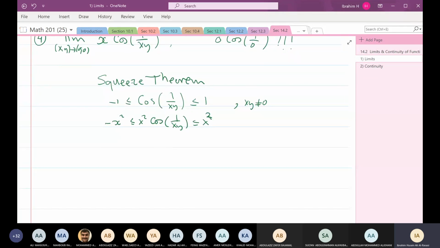Now I find the limit of the squeezers. So this is the limit of this one: the limit as (x, y) approaches (0, 0) of minus x squared.